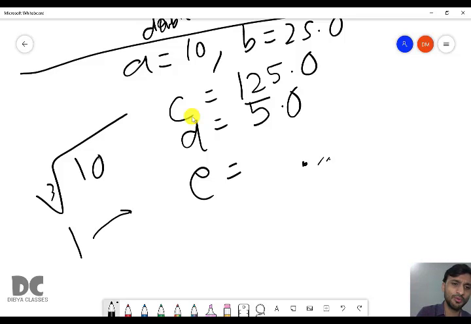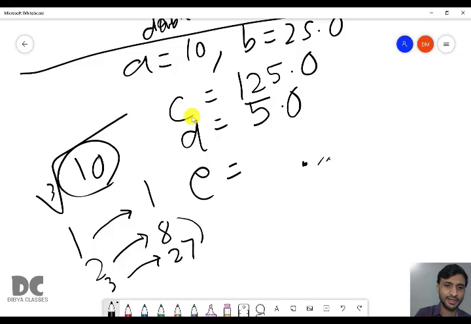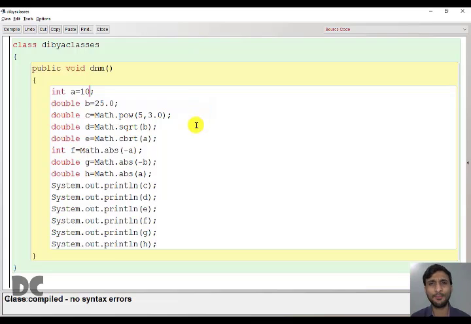If you take the cube of 1, the answer will be 1. If you take the cube of 2, means 2 into 2, 4 into 2, 8. If you take 3, it will be 27. But we have 10. That means the value will lie between 8 and 27. That means 10 is lying between 8 to 27, means the value will be between 2 and 3. Means it will be 2 point something, like 2.1 or 2.2. Okay. So we will find the approximate answer. But Java will give the exact answer.